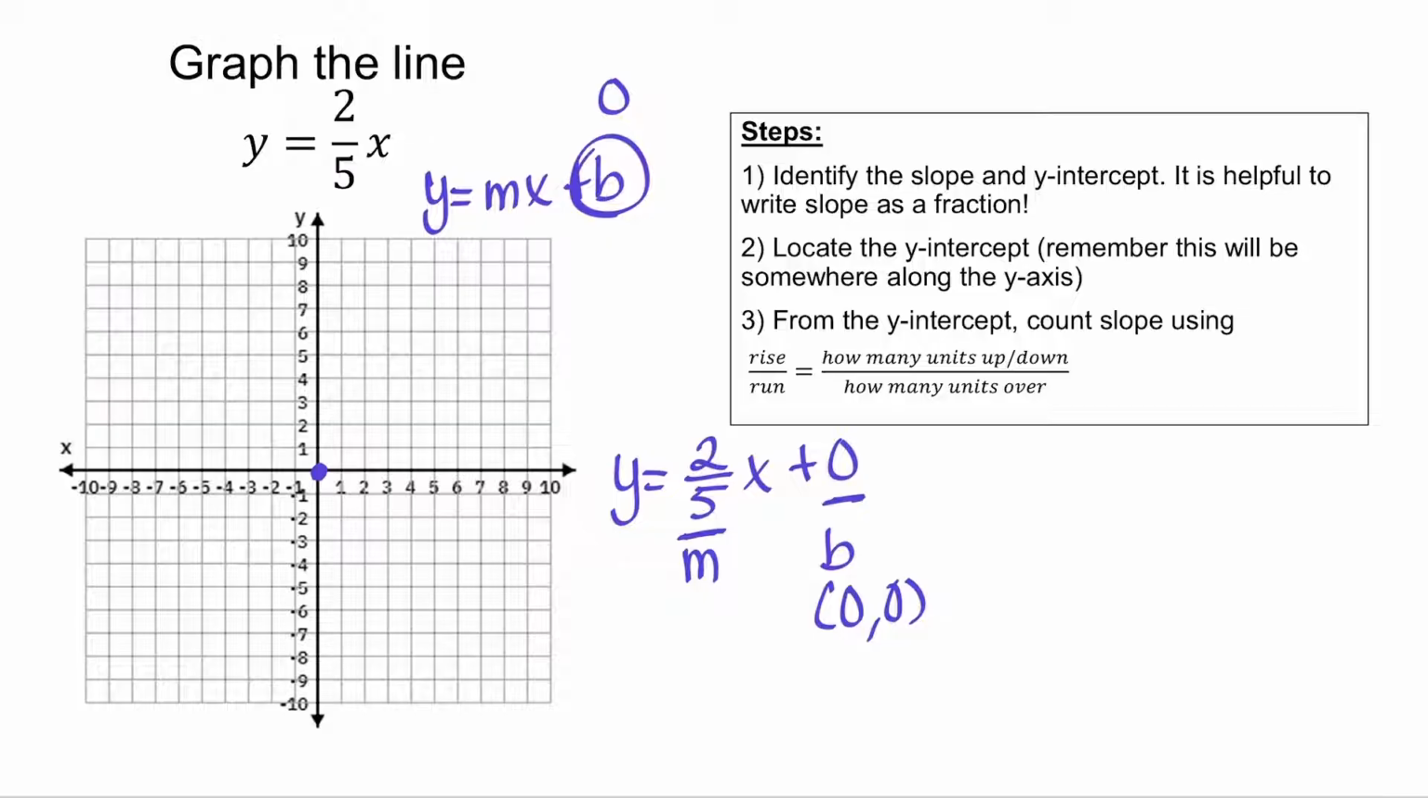So I'm going to put my first point at the origin, and now let's count slope. So 2 over 5 is positive 2 over positive 5, so I'm going to go up 2 and right 5. So I go up 1, 2, and then right 1, 2, 3, 4, 5, and that is my second point. So I can connect these 2 points. Sorry, that was a bad graph. I'm going to connect these 2 points to create the graph of my line.